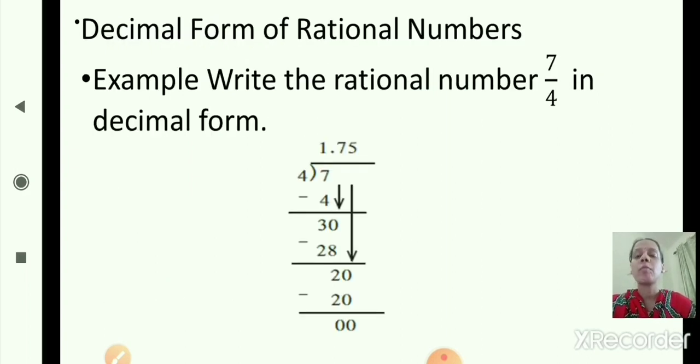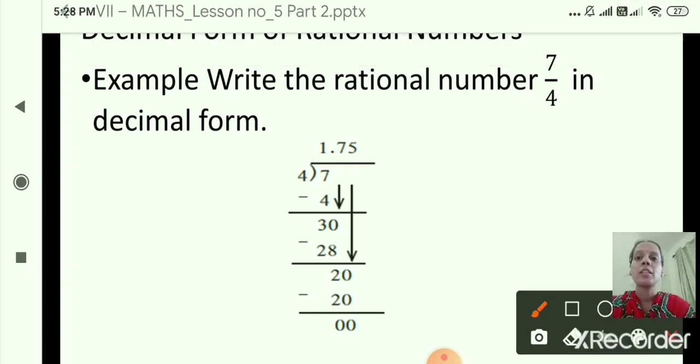So, decimal form of rational numbers. Now we'll see the decimal form of rational numbers. Example: write the rational number 7 upon 4 in decimal form. Now we have to write down this rational number 7 upon 4 in decimal form. Now we'll see how to write down this rational number in decimal form. So first you will divide 7 by 4.